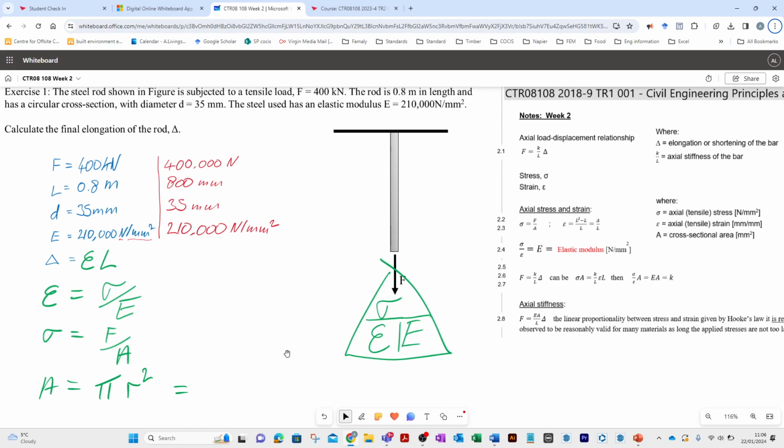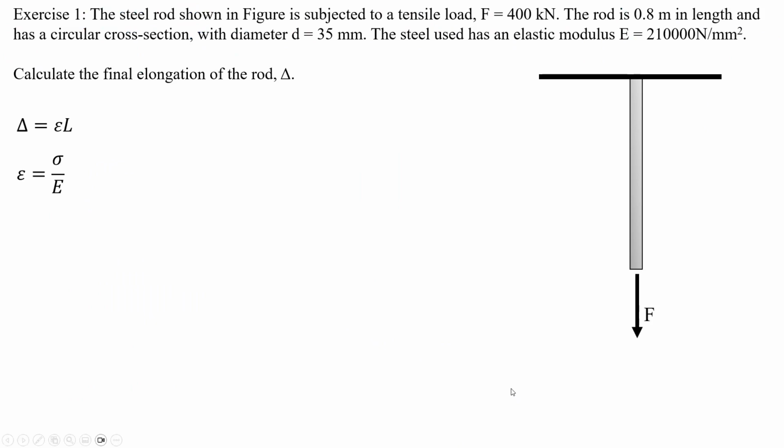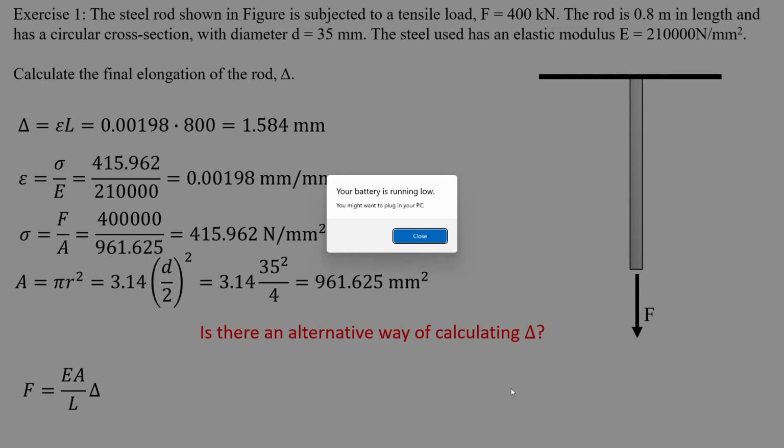Now there's a second way of doing this, which we discussed before. If you got the answer 1.584, then you're absolutely bang on. But the second way of doing the correct answer for this example here is simply the equation F equals that stress-strain relationship, or the stiffness relationship, EA over L.